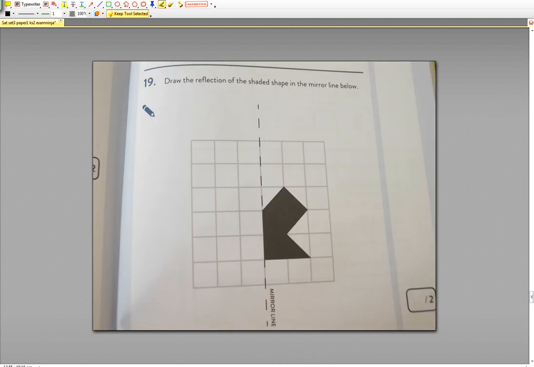Okay, draw the reflection of the shaded shape in the mirror line. When we do reflection, we are getting points of the shape and taking them across to the other side at the same perpendicular distance. So everybody follow me for the moment, please. Let's have a look. This point here, how far is it from the mirror? It is 1 square, so 1 square on the other side will be there. This one here is how many away? 1, 2. So 1, 2 will be here. This one's 1 away, so it'll be here. This one's 2 away, so it'll be here.